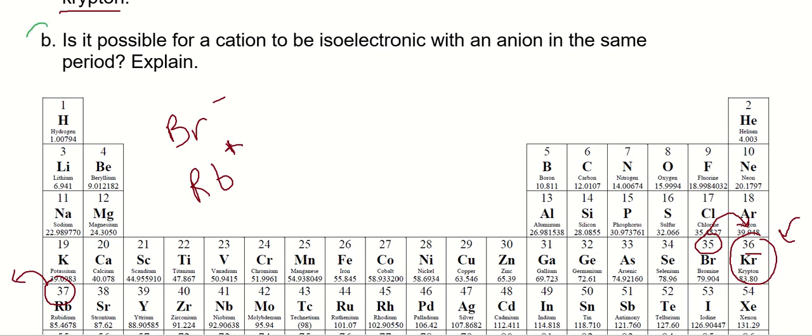Let's do part B. Is it possible for a cation to be isoelectronic with an anion in the same period? Let's take this simple case here. No, you can't, because anions gain electrons, so when you gain an electron, you end up with more electrons.